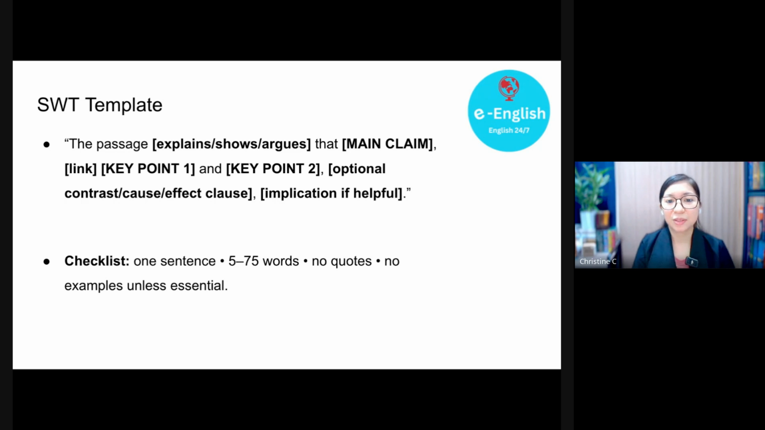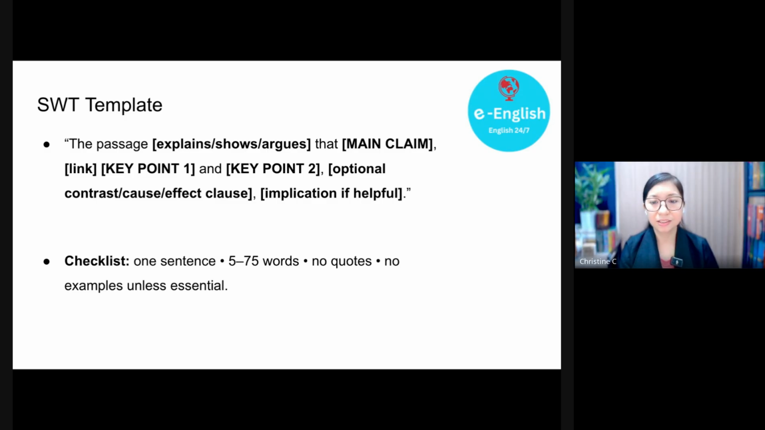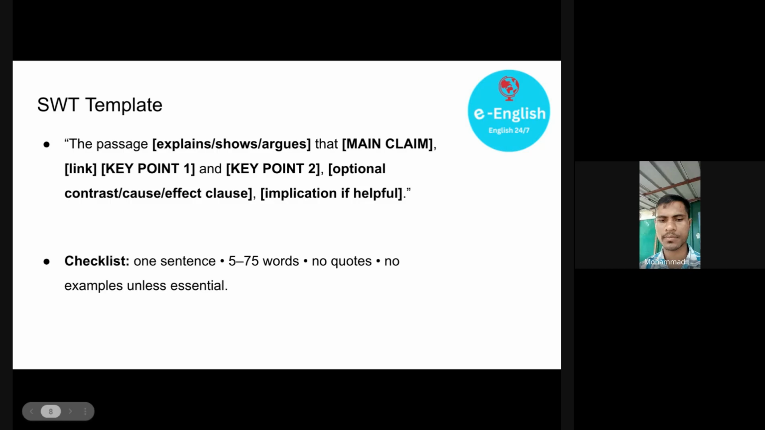Okay. So now after using this template, after writing your thoughts here, you can check your work. Is it one sentence? Is it 75 words? And no quotes, okay? We don't need to quote.